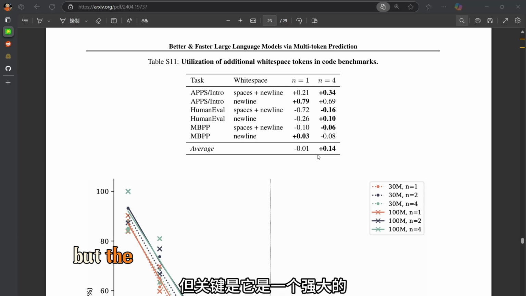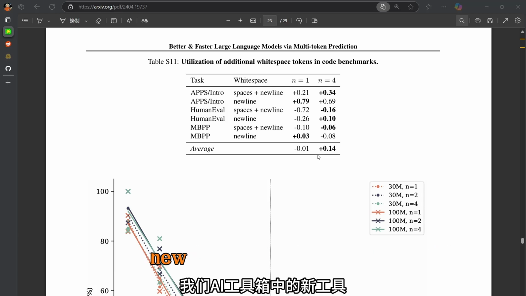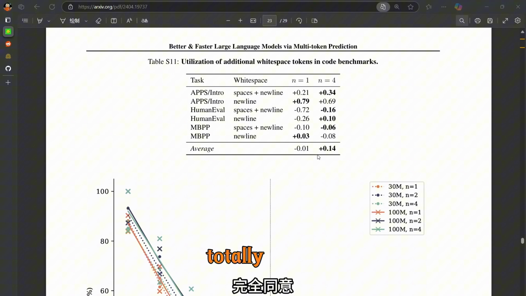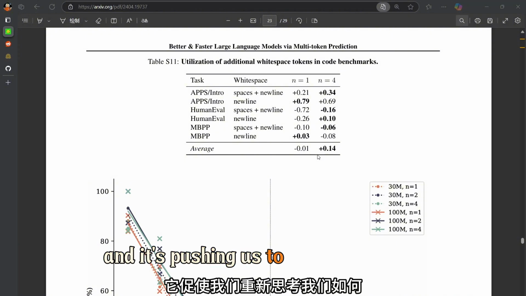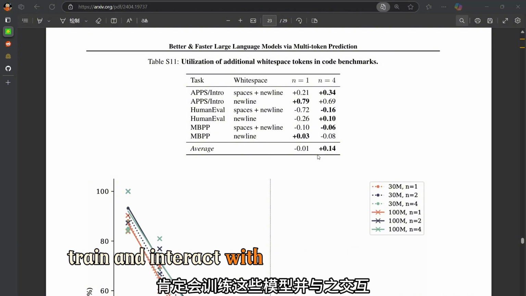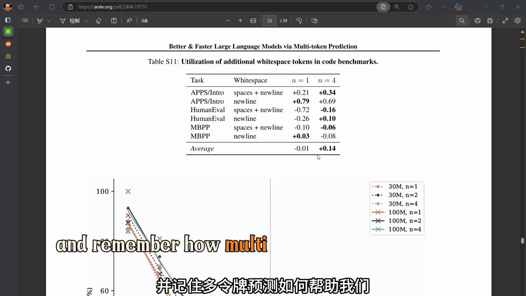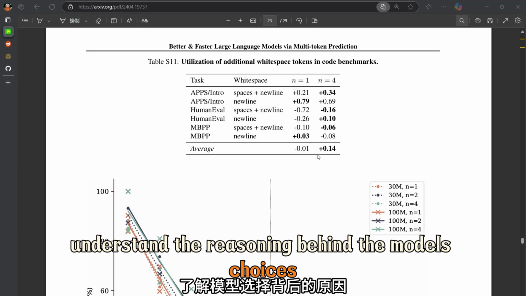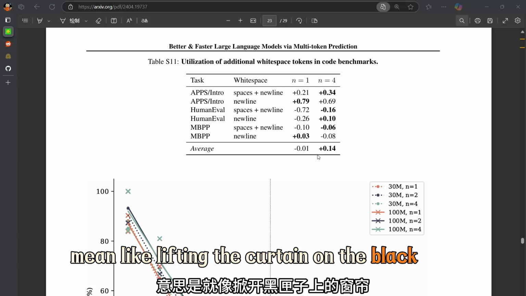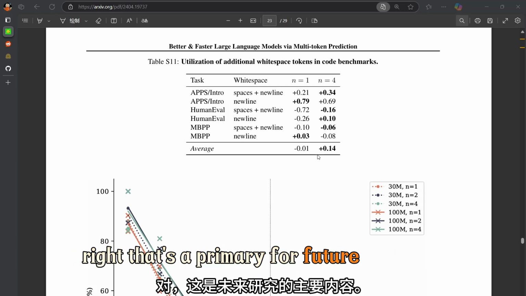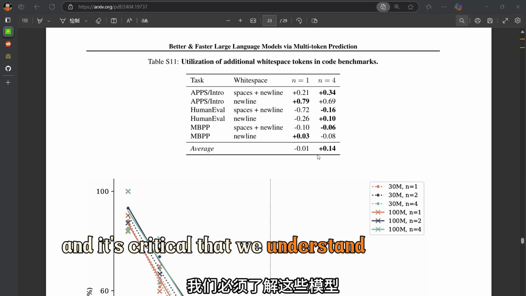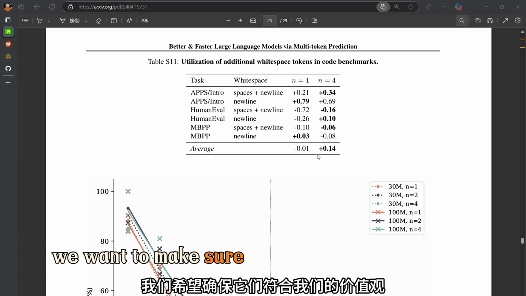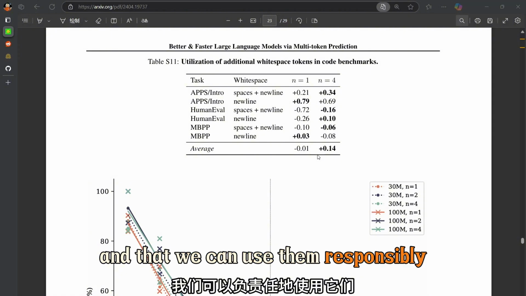It really is, but the key takeaway is that it's a powerful new tool in our AI toolbox. Totally agree. And it's pushing us to rethink how we train and interact with these models, for sure. And remember how multi-token prediction might help us understand the reasoning behind the model's choices. You mean like lifting the curtain on the black box? Right. That's a prime area for future research, and it's critical that we understand how these models work. Makes sense. We want to make sure they align with our values and that we can use them responsibly.